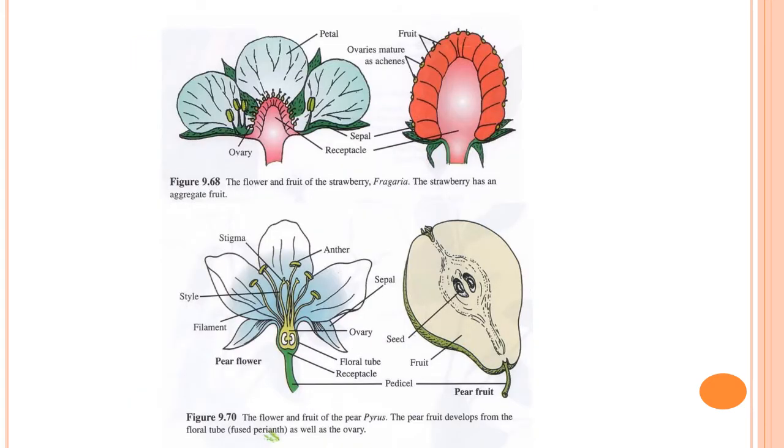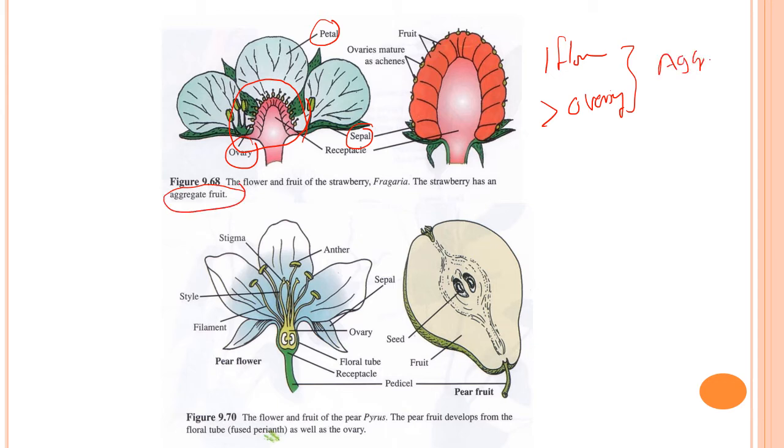This is an example. Now this is aggregate. How do I know this? Because it's just one flower. It has one set of sepals and one set of petals, but it has many ovaries. So this is one flower, but it has more than one ovary, multiple ovaries. It gives us aggregate fruit. Okay, so this is aggregate fruit.